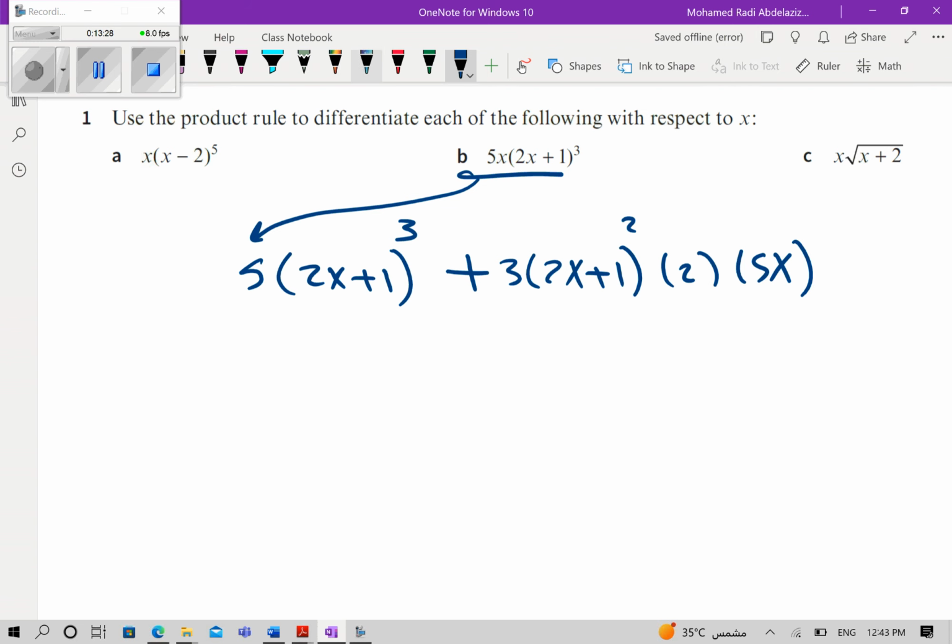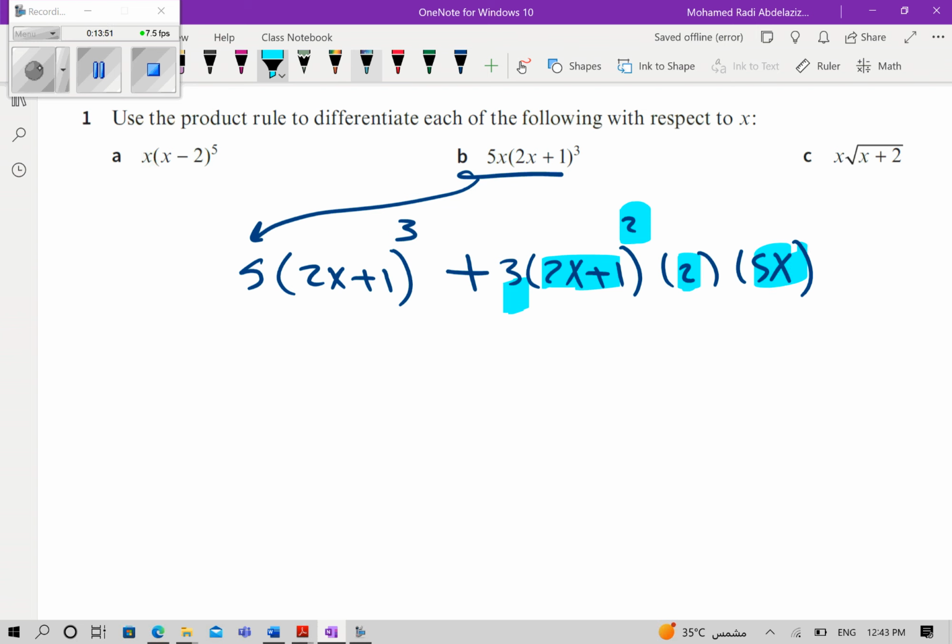Differentiation of first is 5 multiplied by second. Differentiation of second, 3 steps: drop the power, clear? Minus 1. Don't forget to differentiate 2x plus 1, which is 2. Then multiply by the first.